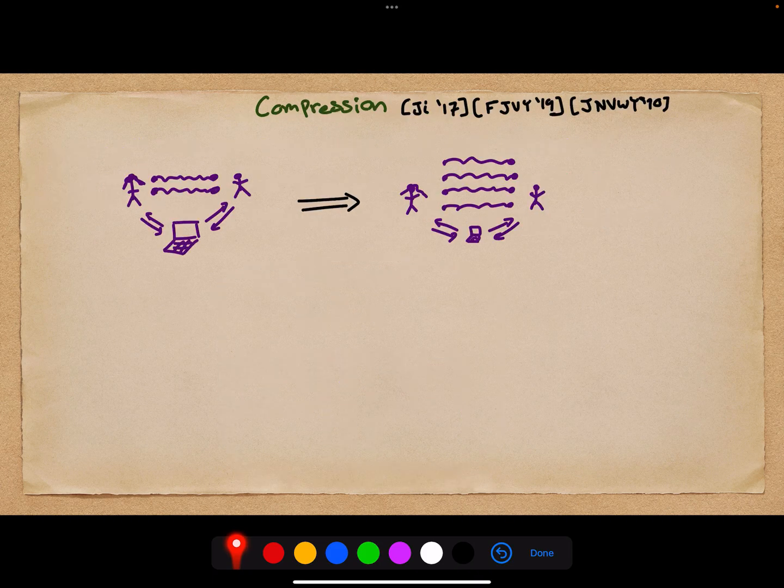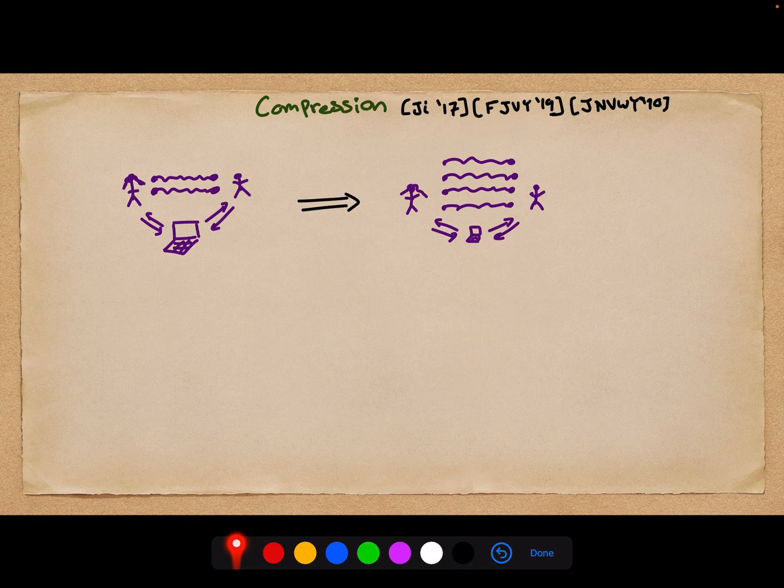The main idea, the main ingredient that we use for our result is something called non-local game compression. Compression was originally introduced by Ji and later developed by Fitzsimons et al. and was the crucial component of Ji, Natarajan, Vidick, Wright, and Yuen's result that MIP* = RE.